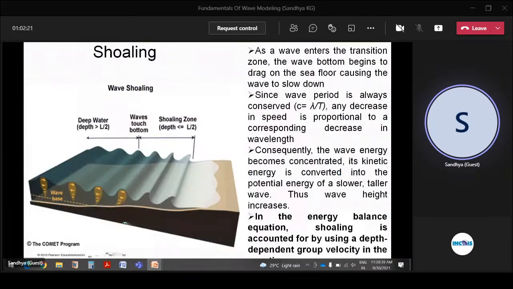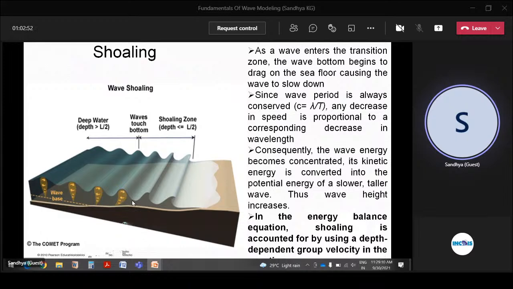Now, there is one more phenomenon called shoaling. This happens when the wave enters the transition zone. The wave bottom begins to drag on the seafloor, causing the waves to slow down. Here you can see this is the deep water, this is the transitional depth, and this is the shallow water. When the waves enter the transitional depth, the water particles are feeling the bottom.